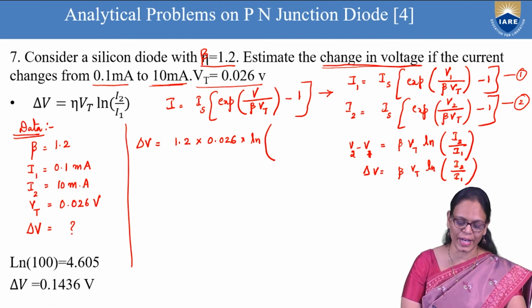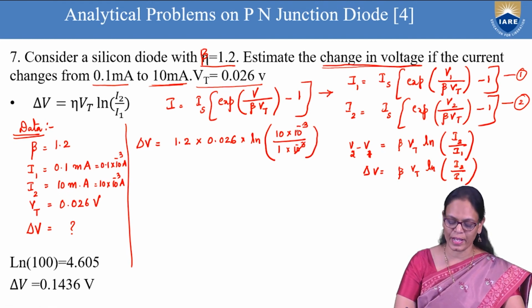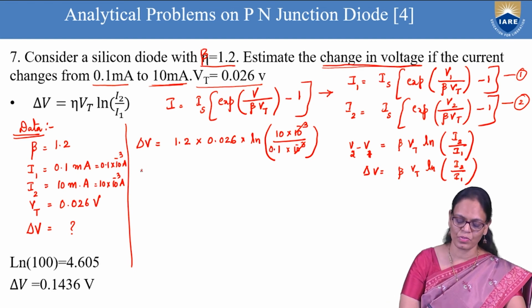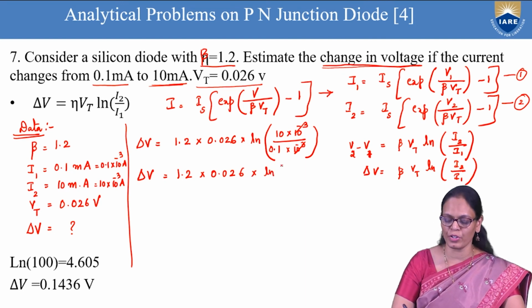What is the value of I2? It is in milliampere: 10 into 10 power minus 3 ampere, and this is 0.1 into 10 power minus 3 ampere. So we will write the same thing, 10 into 10 power minus 3 by 1 into 10 power minus 3. So these two will get cancelled, 0.1 this is. So delta V is equal to 1.2 into 0.026 into ln 10 by 0.1, you get ln 100.